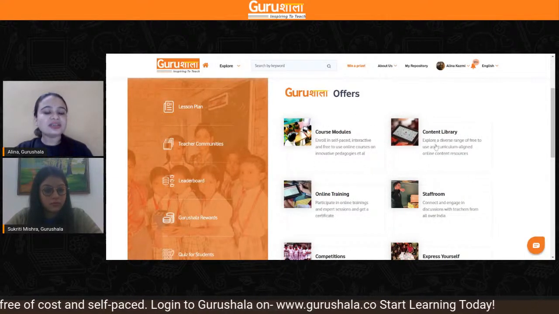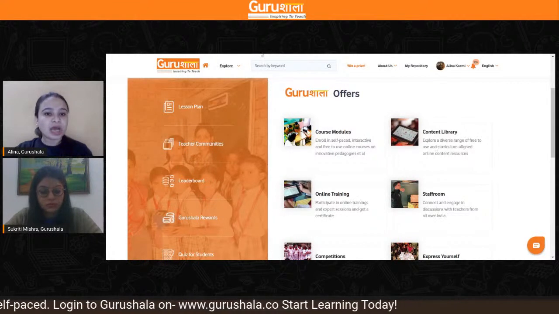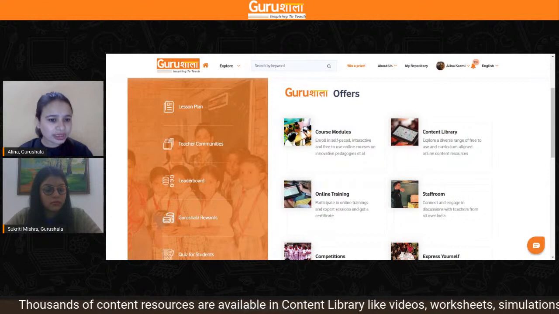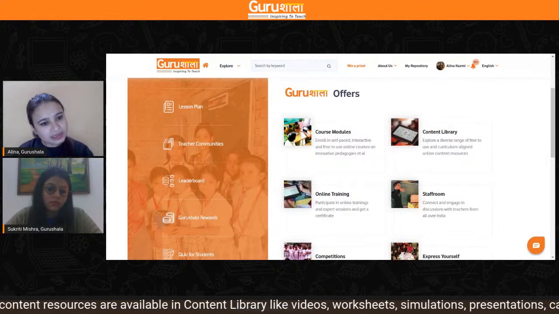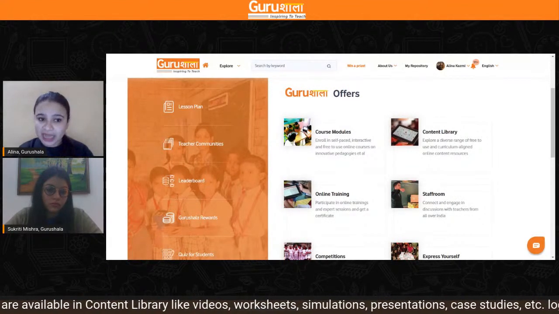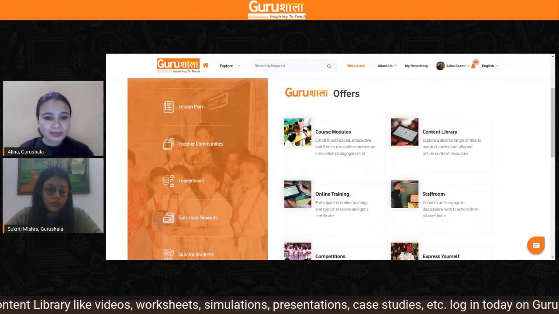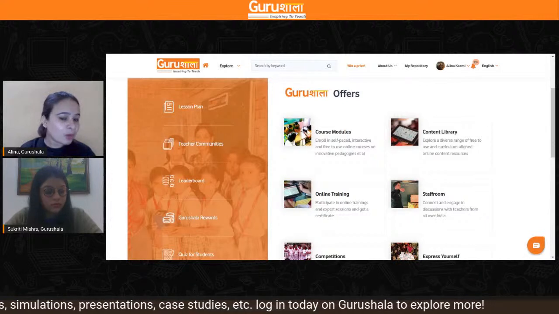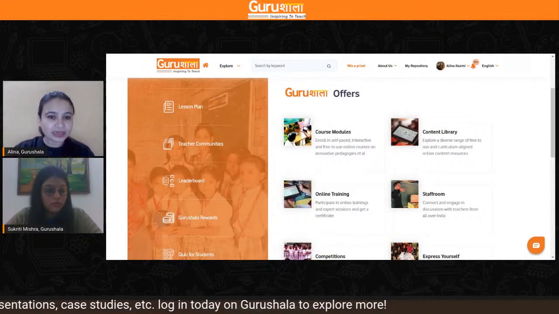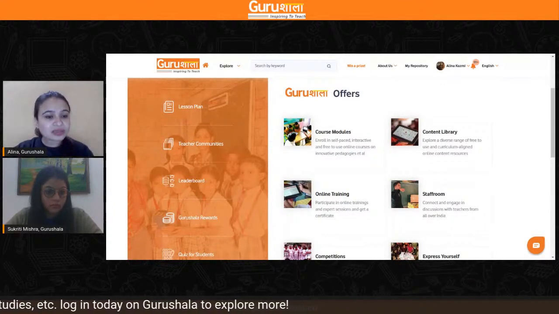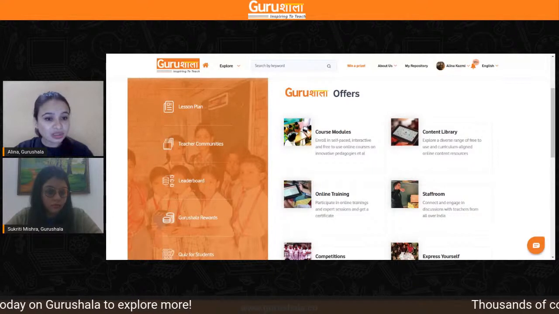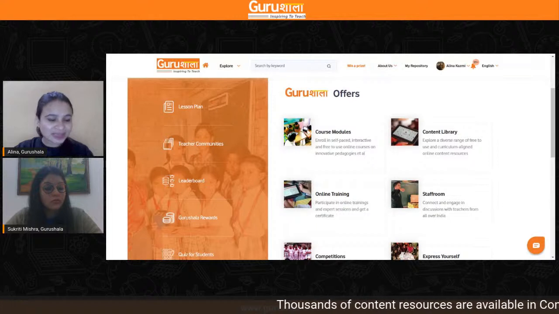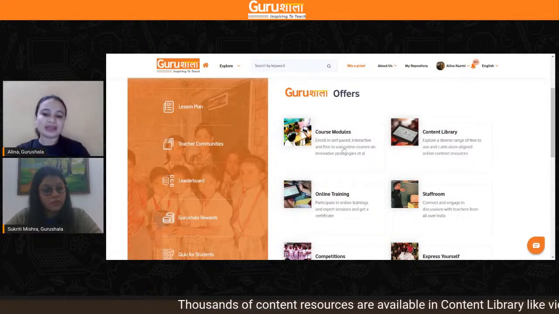Then the second section here is that of the content library. The content library here on Gurushala is like a digital content library where resources of different types are available for different classes and different subjects. In a moment we'll go there and explore that. Before that, let me briefly tell you about other features so that if you want to explore these features after today's training, you can go ahead and do that.